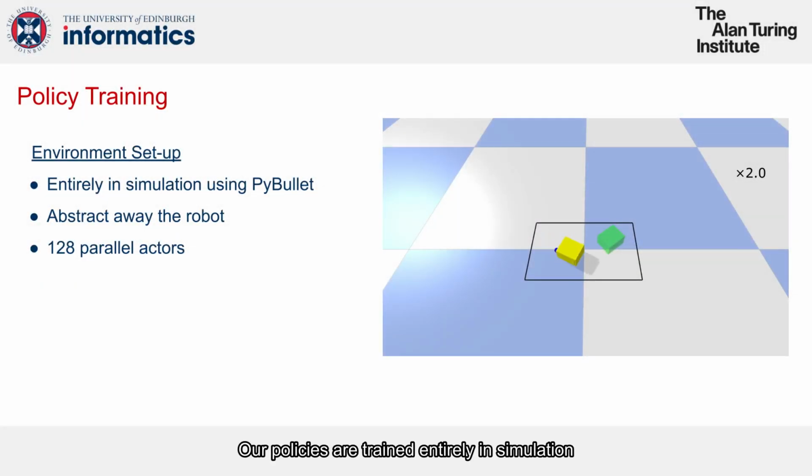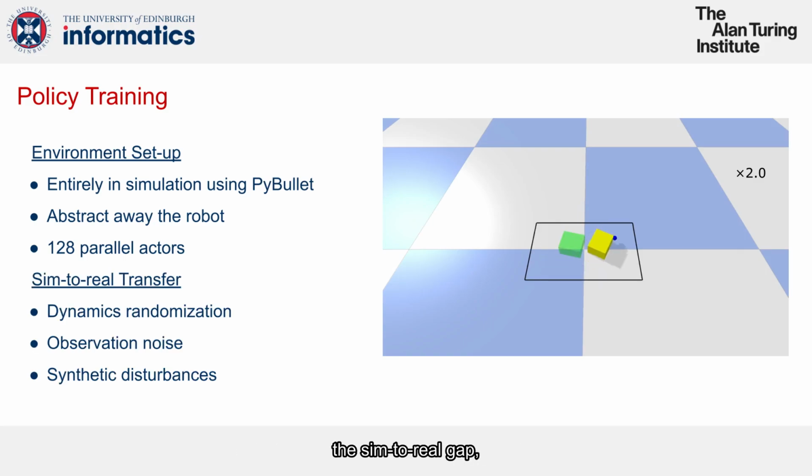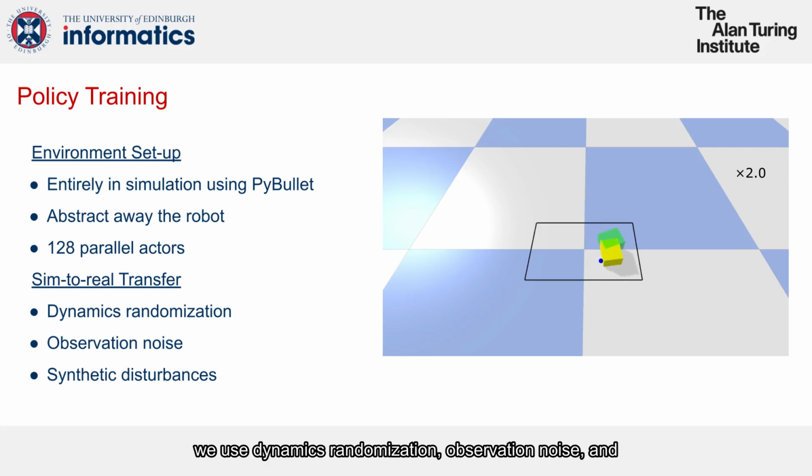Our policies are trained entirely in simulation using PyBullet. We abstract away the robot during training and only consider a spherical pusher in order to reduce training time. We deploy 128 parallel actors to collect data and update the policy. Additionally, to bridge the sim-to-real gap, we use dynamics randomization, observation noise, and synthetic disturbances.